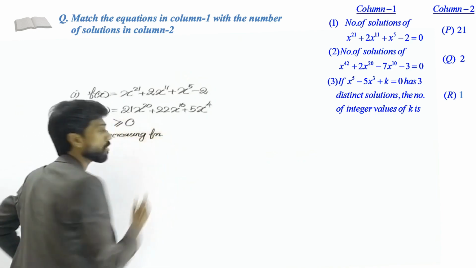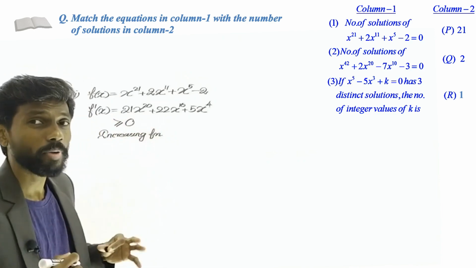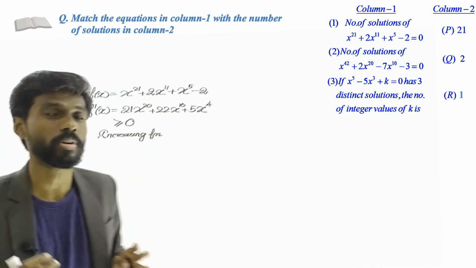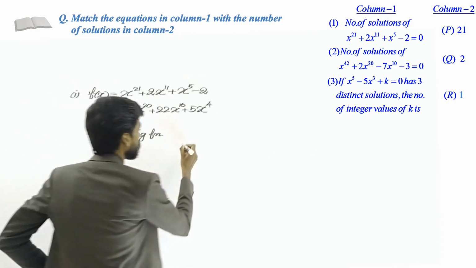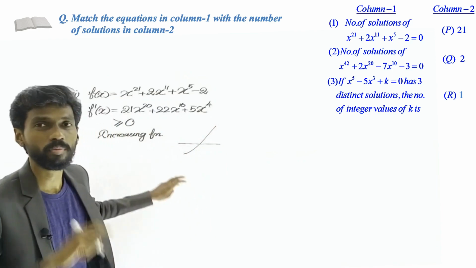So for an increasing function, what will be the number of roots of the equation? The number of real roots of an increasing function can be at most 1. It can be either 0 or 1. See, an increasing function will intersect the x-axis at a maximum of one point only.